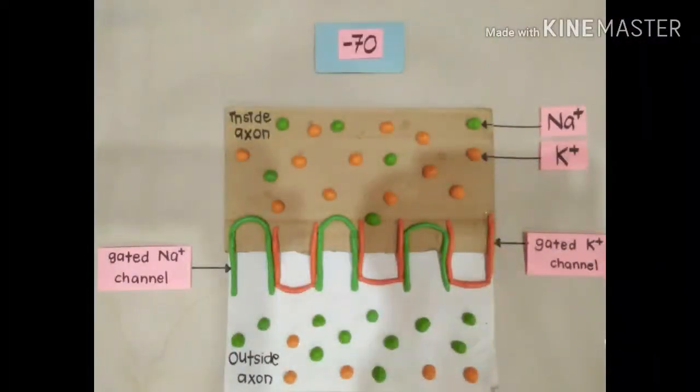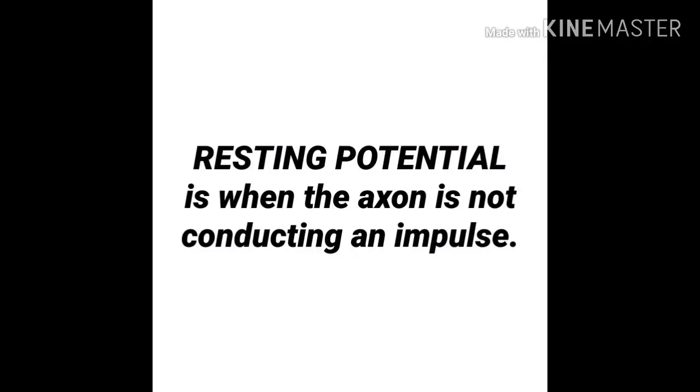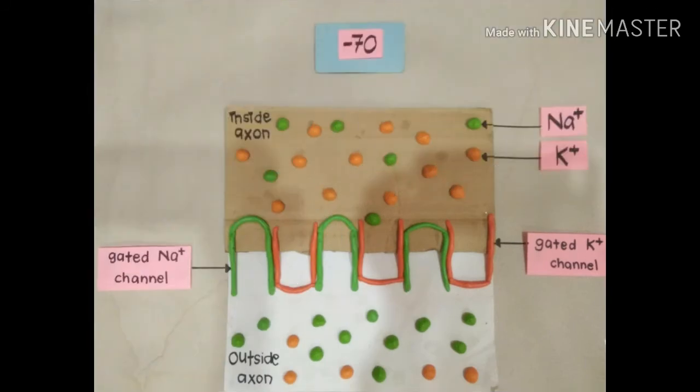So let's start with the further explanation. For your information, there are two types of membrane potential, which are resting potential and action potential. Resting potential is when the axon is not conducting an impulse. As you can see in the model, there is a difference in ion distribution on both sides of the axonal membrane, where there is a higher concentration of sodium ions outside the axon, and there is a higher concentration of potassium ions inside the axon.